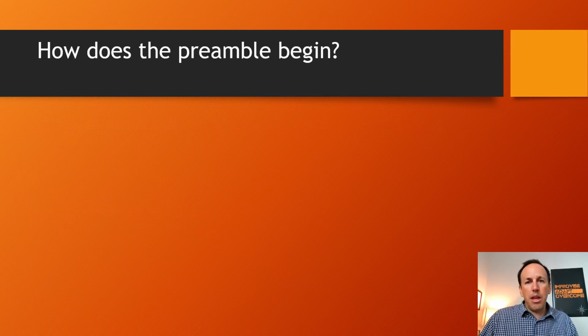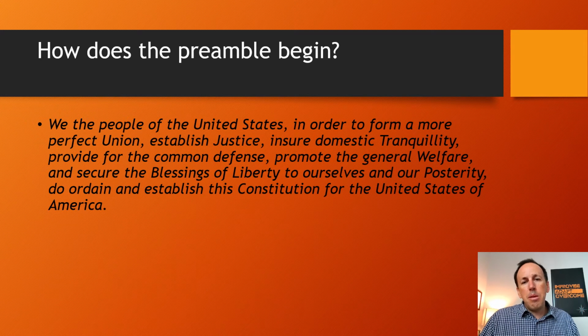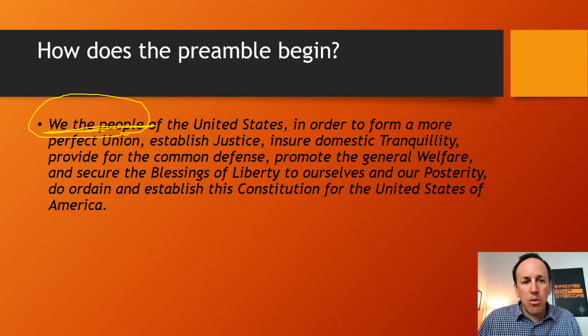How does the preamble begin? Let me show you. We, the people of the United States, in order to form a more perfect union, etc., etc. Now, this is what the question will be. Where does the Constitution, or where does the United States get its political power? Where does the government get its political power? From we the people. All you need to know are, oops, I didn't mean to cross it out. I meant to underline it. All you need to know are those 3 words and what they mean. We the people. We establish this government. This government is in our hands.